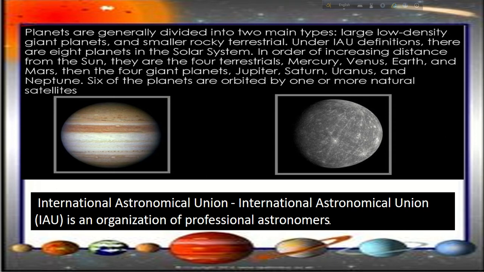6 of the planets are orbited by 1 or more natural satellites. Among the 8 planets, 2 planets have no natural satellite, that is Mercury and Venus, and the other 6 planets have natural satellites. So what is IAU? The question may arise in your mind. It is the International Astronomical Union, an organization of professional astronomers.